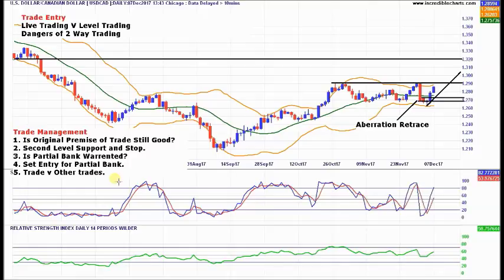We've got the stop up a bit. I'll probably bring it up a bit more tomorrow. Obviously, there'll be the AM update and the PM update. The partial bank will probably be tomorrow. It won't be tonight for me.